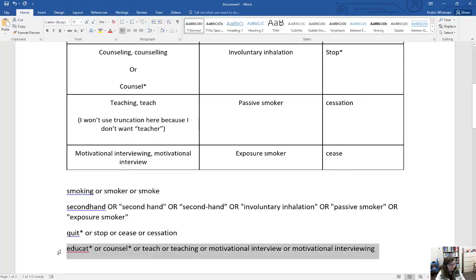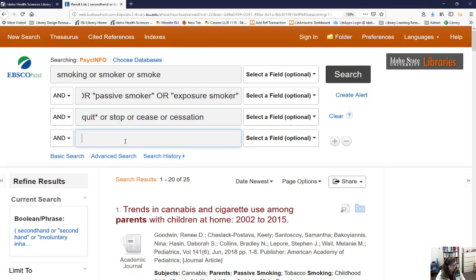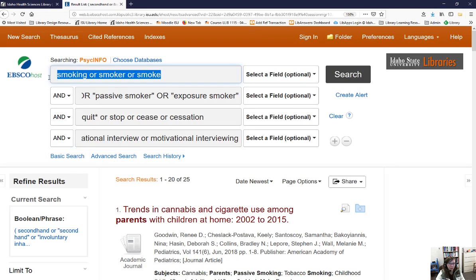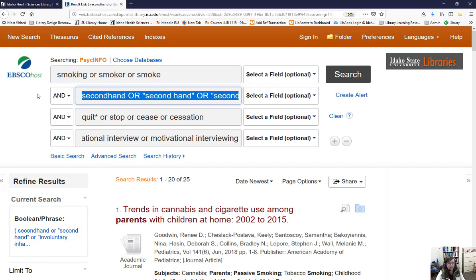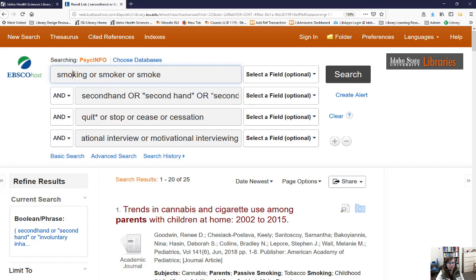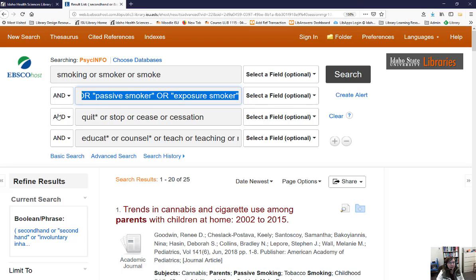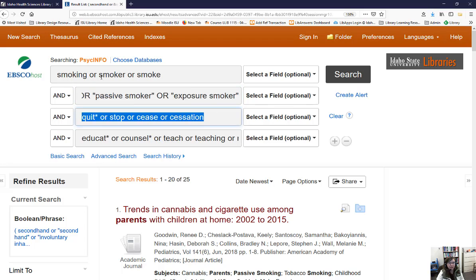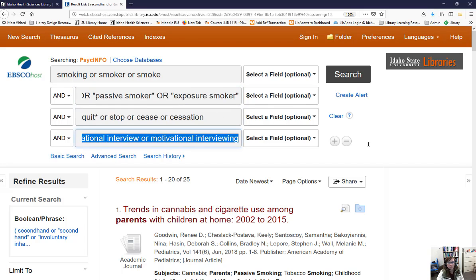I have 4, really 3 concepts here, plus putting smoking in there to make sure it's going to come up in my search records. So I've got the concept of smoking and then 3 different related concepts. And I'm using the AND operator to combine them all together, which tells the computer, okay, I need 1 of these words, and I need at least 1 of these words, and I need at least 1 of these words, and I need at least 1 of these words.